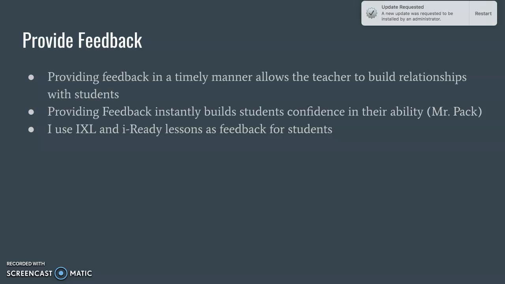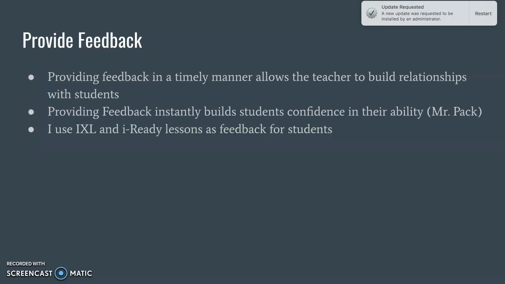Providing feedback instantly builds students' confidence in their ability. As I saw in my observation, Mr. Pack, in his lesson on how tall is the flagpole, was able to gather all of these students' answers immediately before the class was over, put them into a graph, and then students were able to see how close their answers were to everybody else's. Because there was this cluster of data, all these students felt pretty confident in the way they went about the problem. They probably got the correct answer.